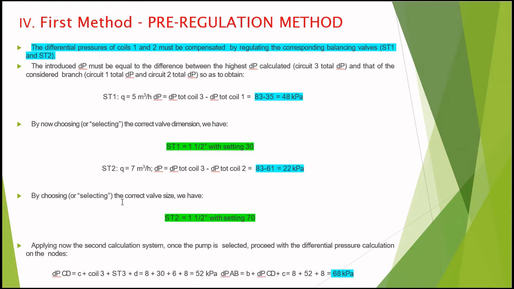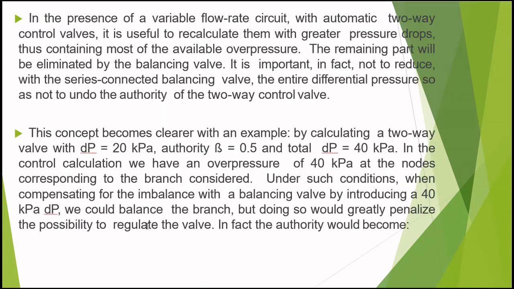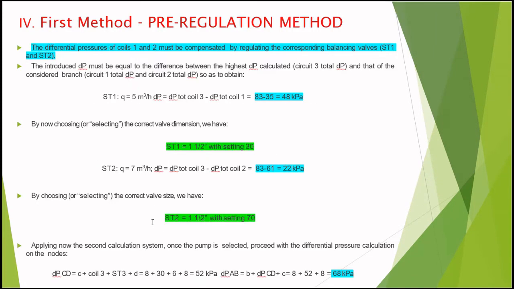So by choosing from the catalog next, when we find this delta P, we can go to the catalog and we can find ST1 is 1.5 with setting 30. ST2 will be 1.5 with setting 70. Okay. Applying now the second calculation system, once the pump is selected, proceed with the differential pressure calculation on the nodes.